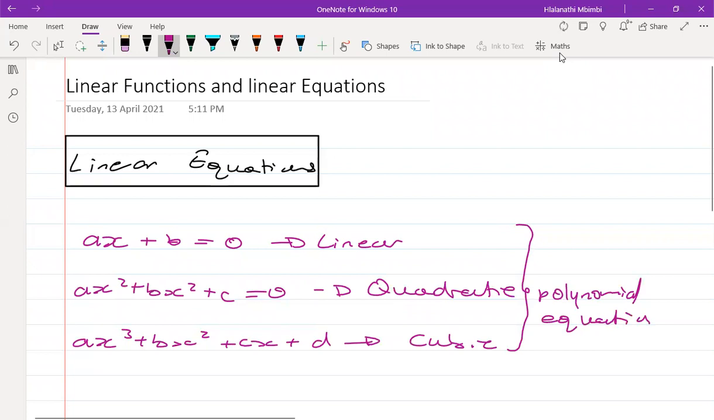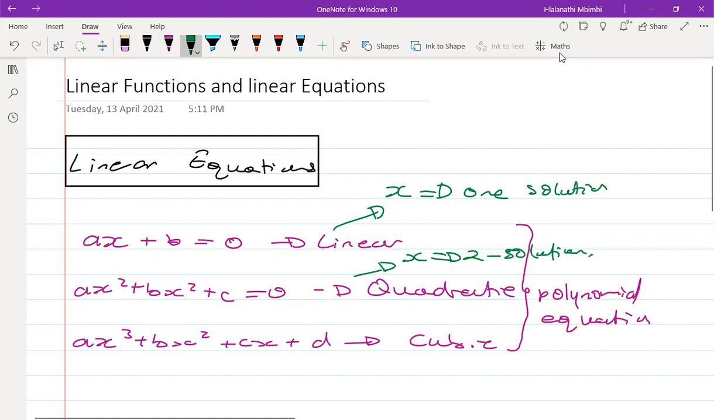So when we solve for x in the first one, we expect to have one solution. When we solve a quadratic, we expect to have two solutions. And the guy called Pascal came up with this idea. And when we solve a cubic, we expect to get 3 solutions.